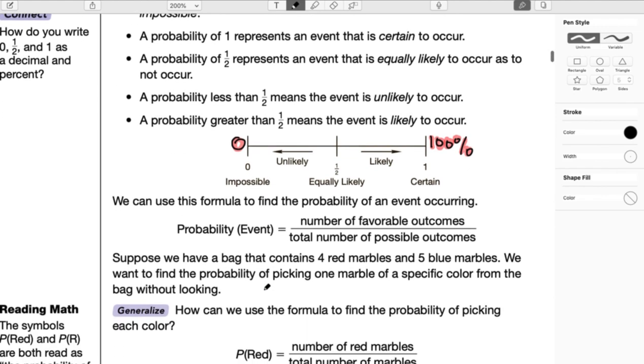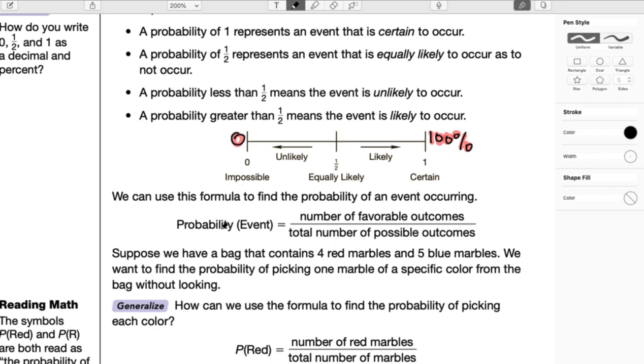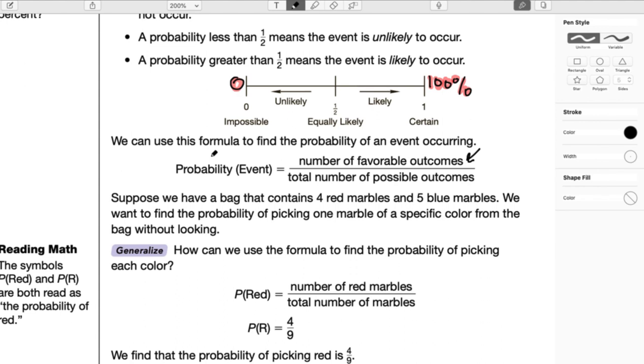So when we think about the probability of a specific event, that probability is going to be the number of times the desired outcome happens, over the total possible number of outcomes. We have a great example here. Suppose we have a bag that contains 4 red marbles and 5 blue marbles. So here's my visual of that. I've got this bag, 4 red marbles, 5 blue marbles. We want to figure out the probability of picking one marble of a specific color from the bag without looking. So imagine putting your hand in the bag, rummaging around, and you want to figure out what the probability is.